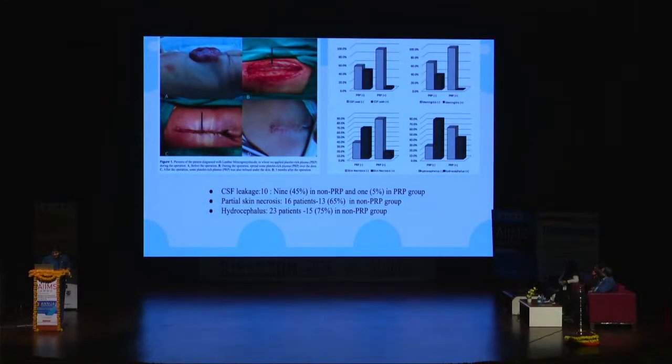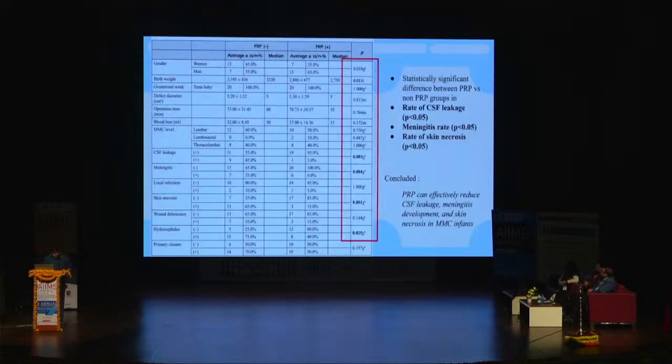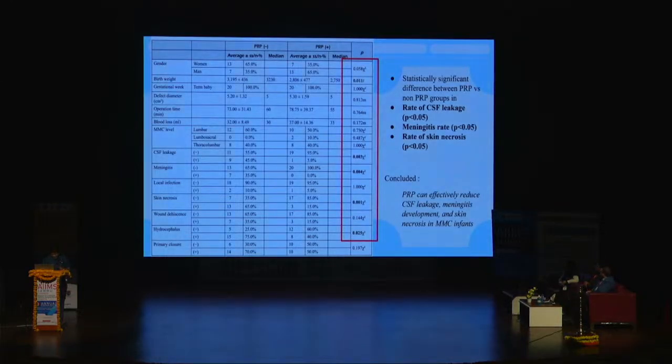They had grouped them into 2 equally divided groups. So they found out that the CSF leakage percentage was less in the platelet-rich PRP group. Skin necrosis was less in the PRP group, and hydrocephalus rates were less. So overall, what they found out was that PRP helped in preventing CSF leakage, meningitis, and post-op skin necrosis of the flaps.